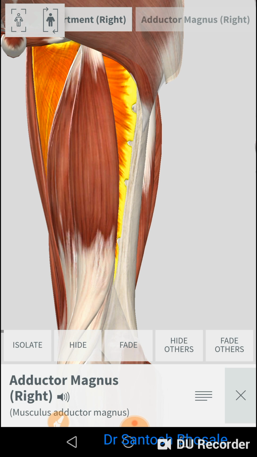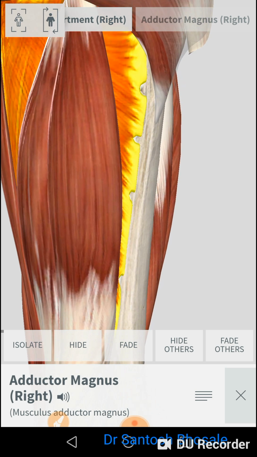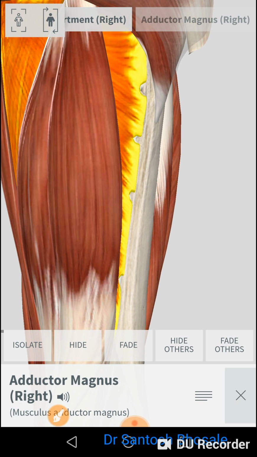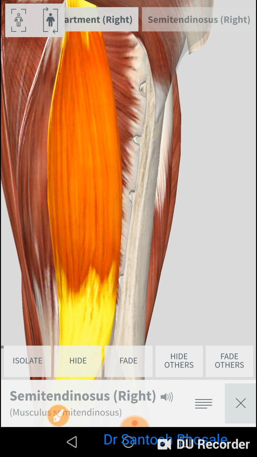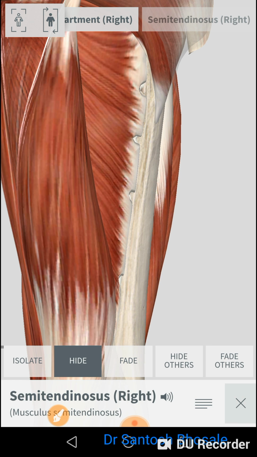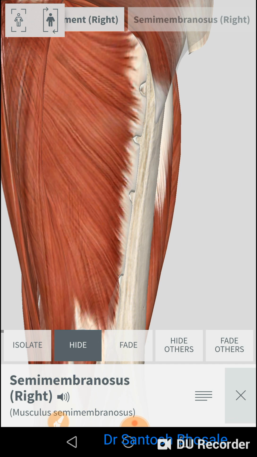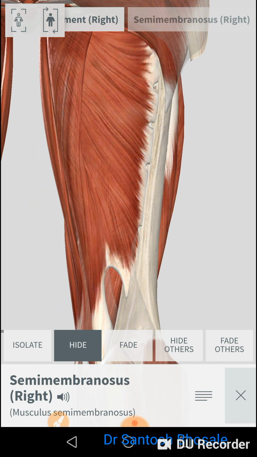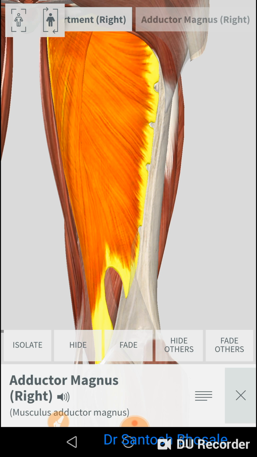entire length of the medial lip of linea aspera with its osteoaponeurotic openings that we discussed while discussing the femoral artery. Four osteoaponeurotic openings are there. We will hide these semitendinosus and semimembranosus. They don't have any attachments to linea aspera, but here you can see this is the adductor magnus, and here you can see the adductor hiatus, through which the femoral artery will continue as the popliteal artery.